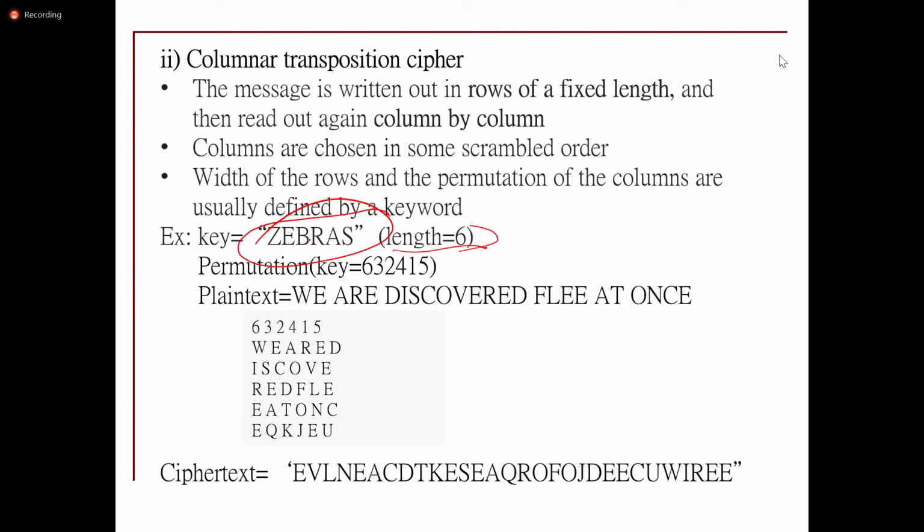Among all of these, Z will come last. The total length is 6, so Z will come last. The position of Z is 6. A is the first alphabet in the order, so A will be placed 1, and B is the second alphabet. Then in that order, E will come. E is the third alphabet.